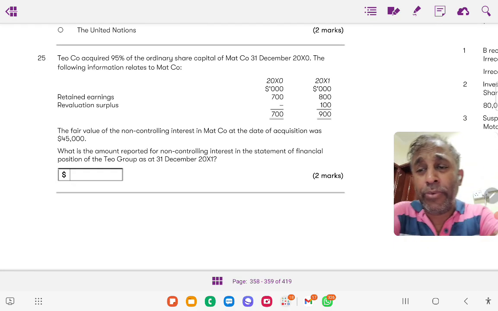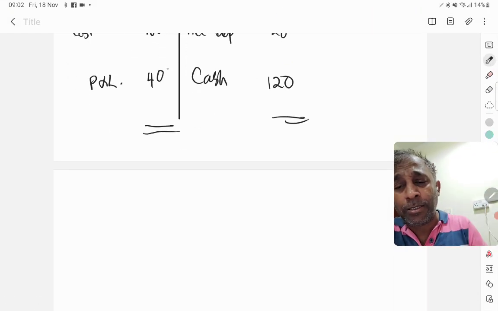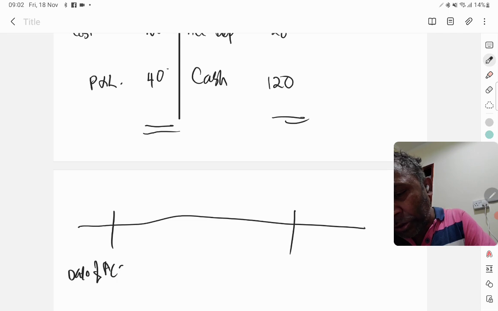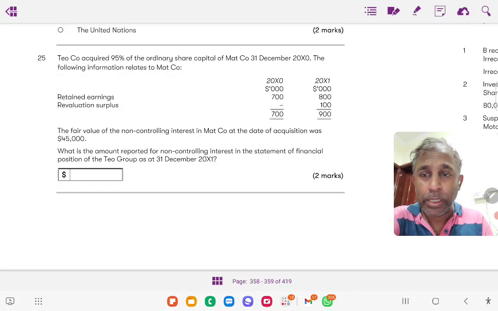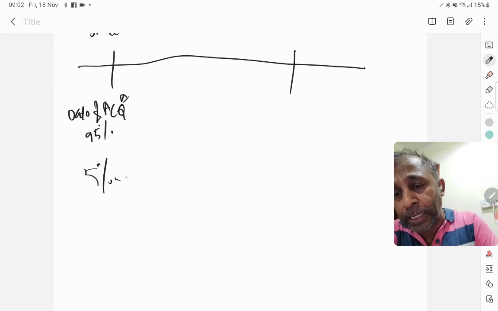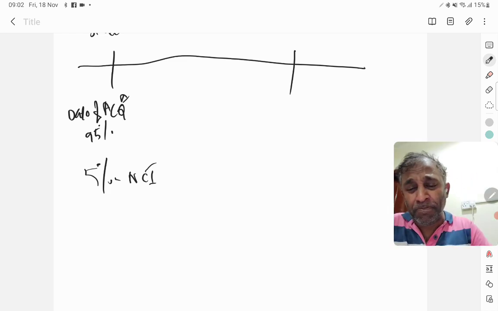And question number 25. T company acquired 95% of the ordinary share capital of M company at 31st December 2020. What is important here is that you have to find out the date of acquisition. So the date of acquisition is 31st December 2020. And then they say the acquisition is 95%. So the parent company acquired 95%, so 5% belongs to NCI, the non-controlling interest shareholders. So 5% belongs to them.